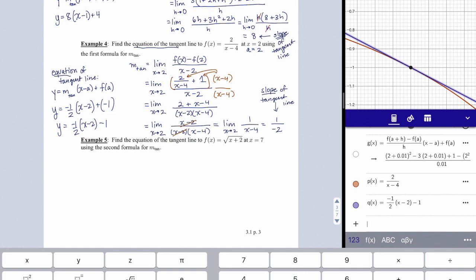Right, and I can see from this picture that this looks good. I can see that point of tangency marked there, and this tangent line looks just like we want it to look. So looks like our work was probably good.